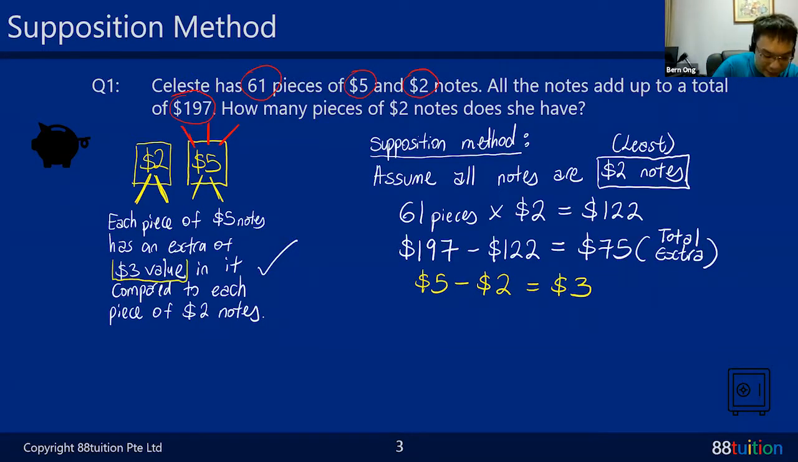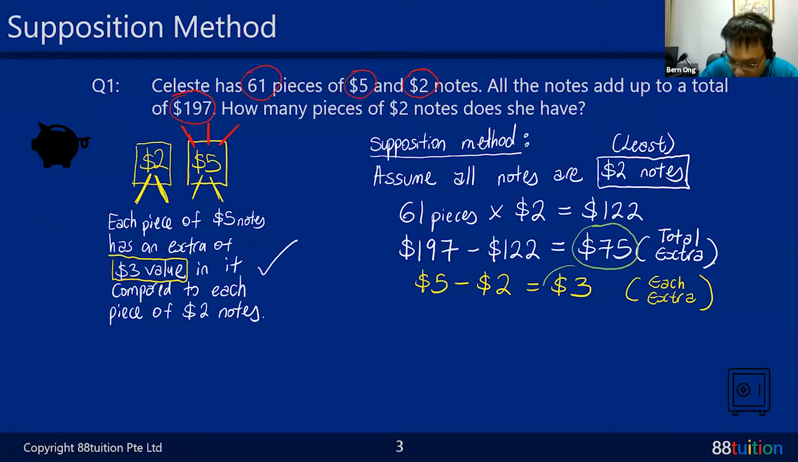Each piece of $5 note has an extra of $3 value in it compared to each piece of $2 note. So this one is talking about each piece. We call this each extra hand. This is also the extra, but it's on a one-to-one comparison. You compare the extra and the extra. Look at here. This $75 is the extra. This $75 extra comes from this portion here. Can you see or not?